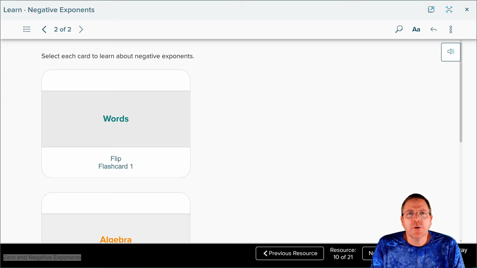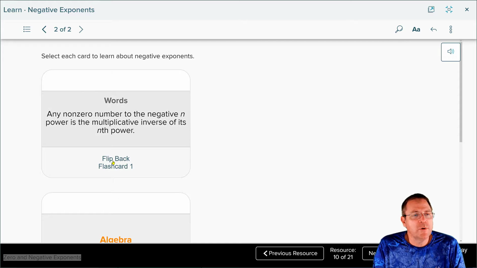Welcome back to part 2 of Module 4, Lesson 4, Zero and Negative Exponents. We left off with a little discovery activity we've been doing to get a better understanding of negative exponents and why they are what they are. Now we're actually going to take a look at them in words, algebra, and with numbers.